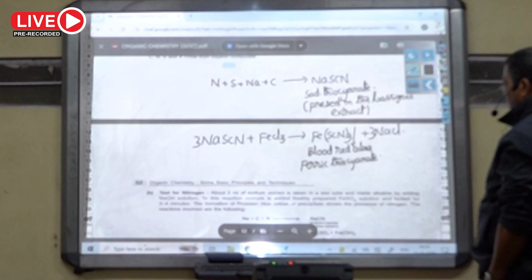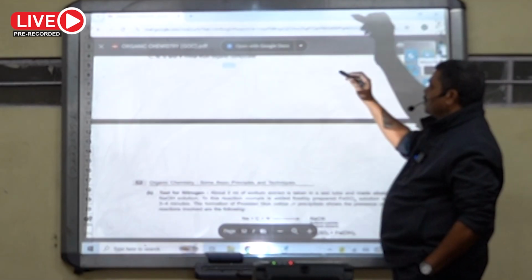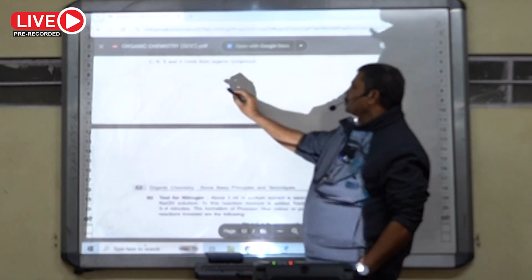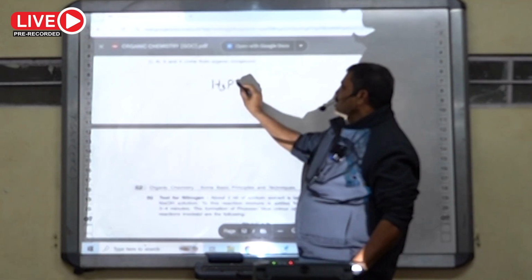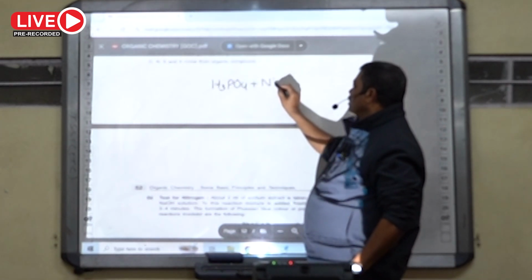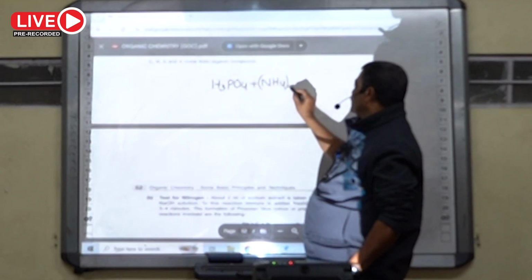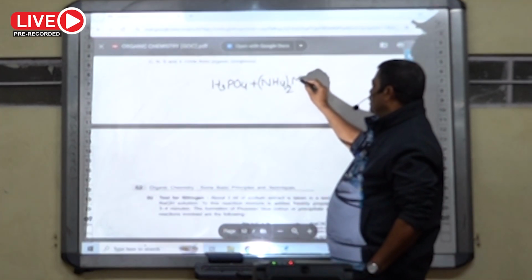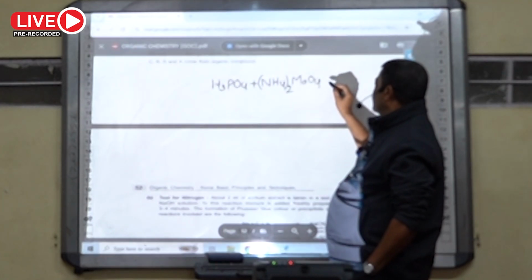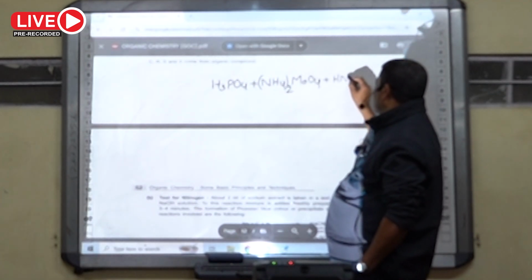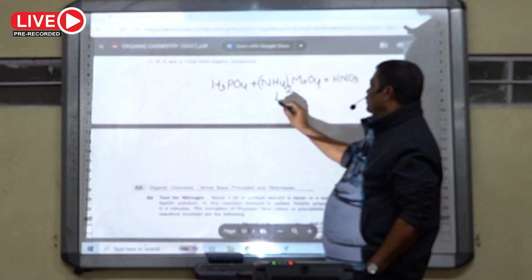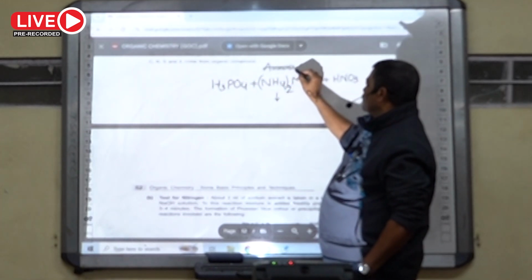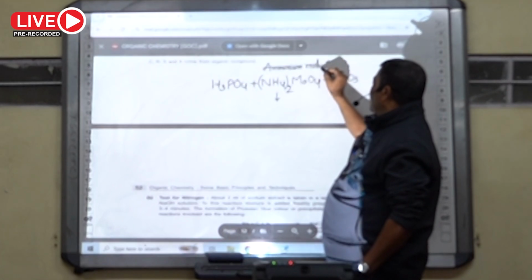In the last step, the phosphoric acid, H3PO4, is treated with ammonium molybdate, (NH4)2MoO4, in the presence of HNO3. What is the name of this? Ammonium molybdate.